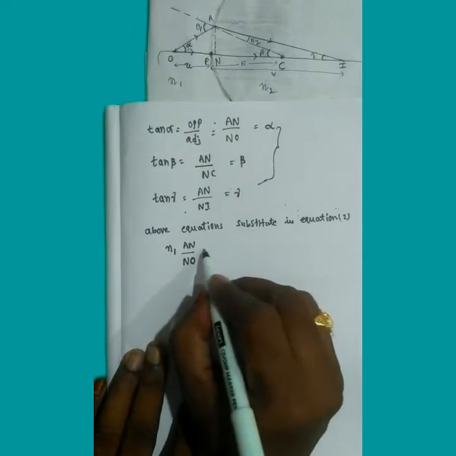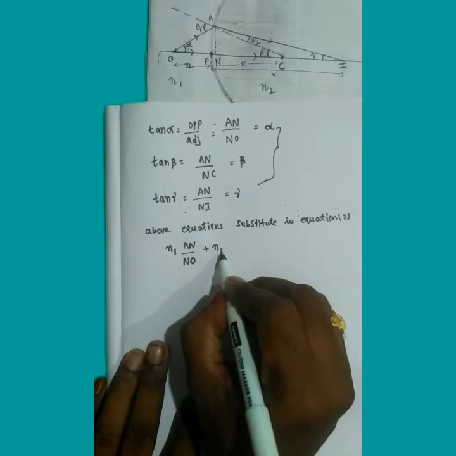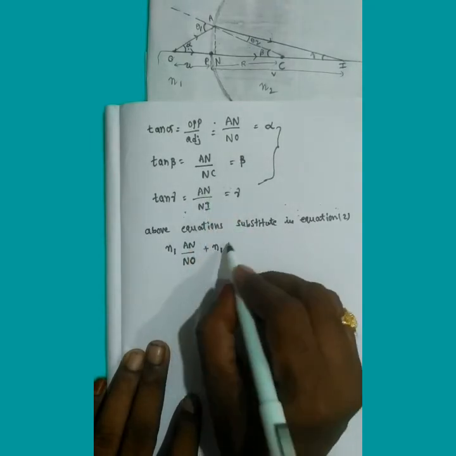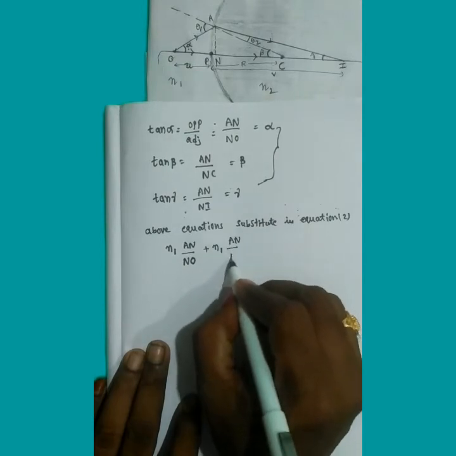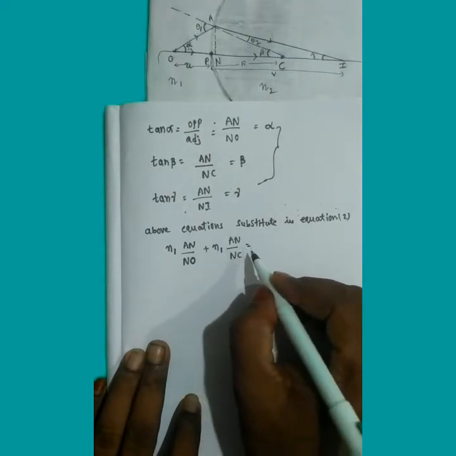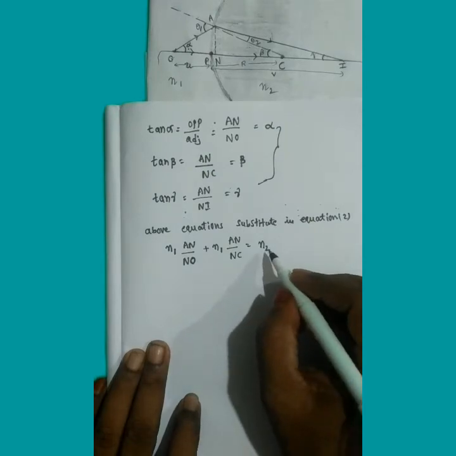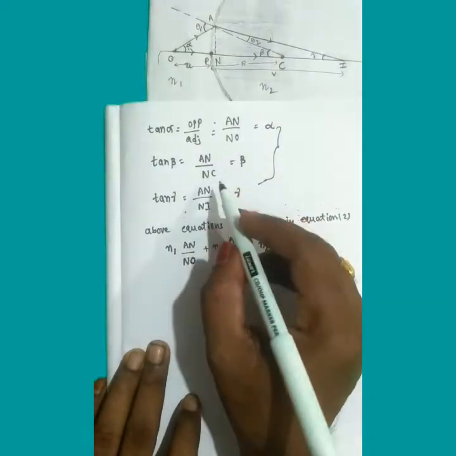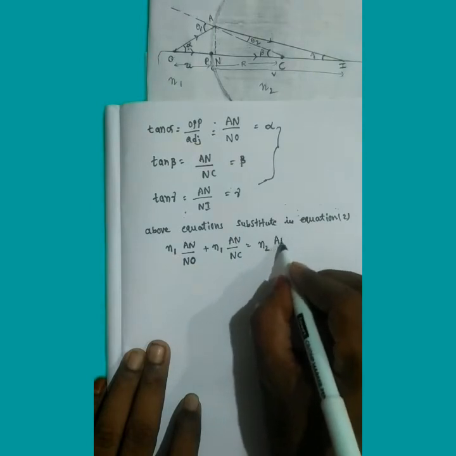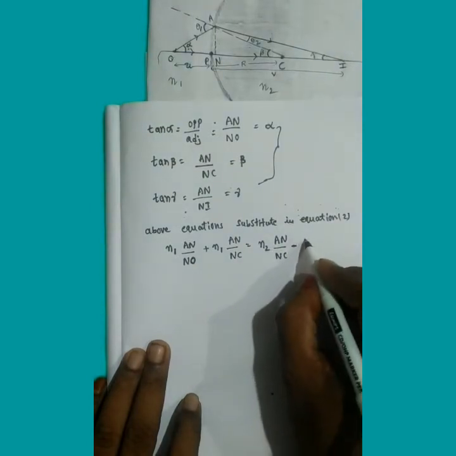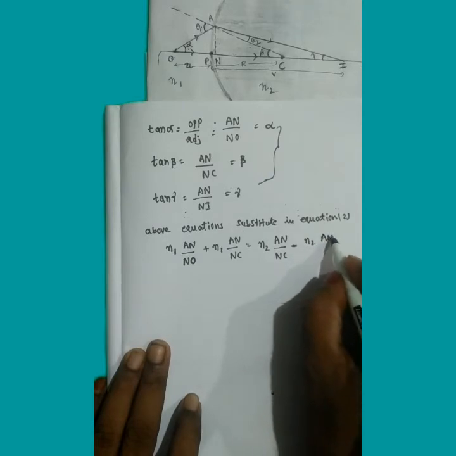an by no plus n1 into beta. Beta means an by nc, which equals n2 into beta. Beta means an by nc minus n2 into an by ni.